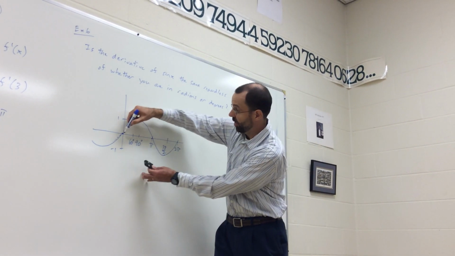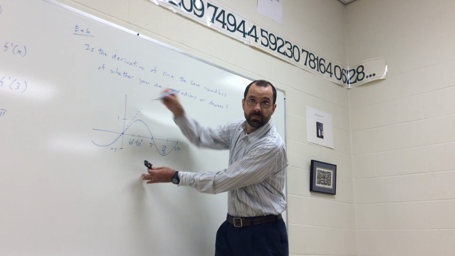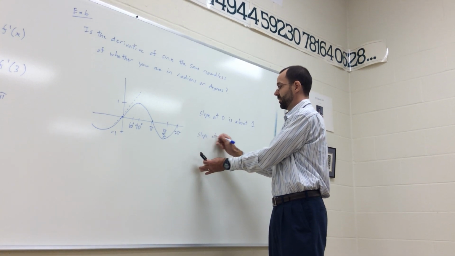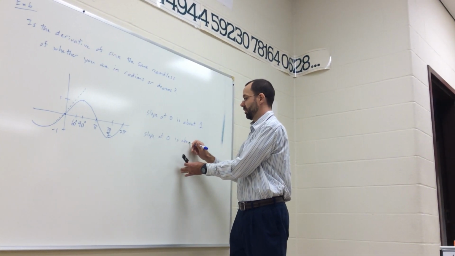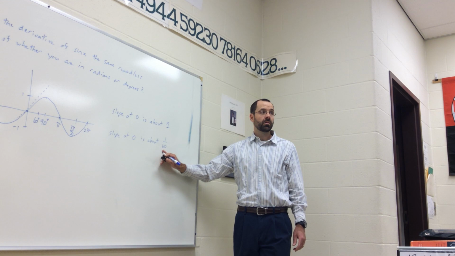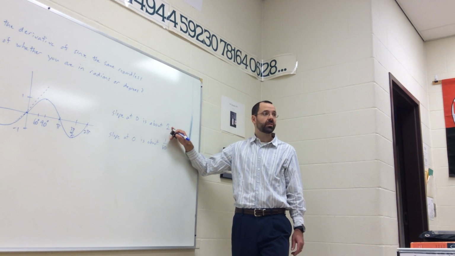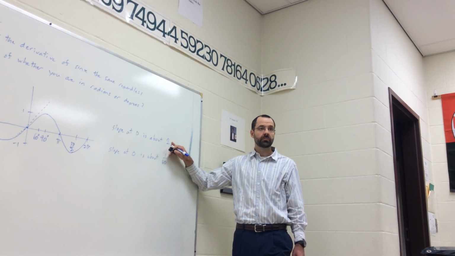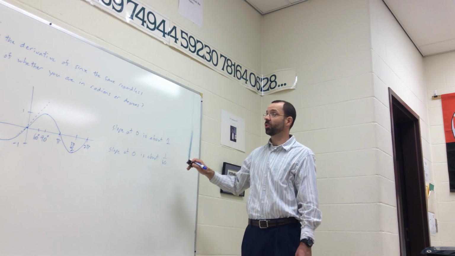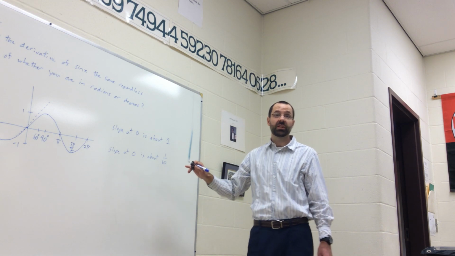Let me say that again. Look, it's going up 1 and then over 60. So if we're in degrees, the slope at 0 is about 1/60th. That's a lot different. 1/60th is tiny compared to 1. So is the derivative of sine of x the same regardless of whether you are in radians or degrees? That answer is definitely no.